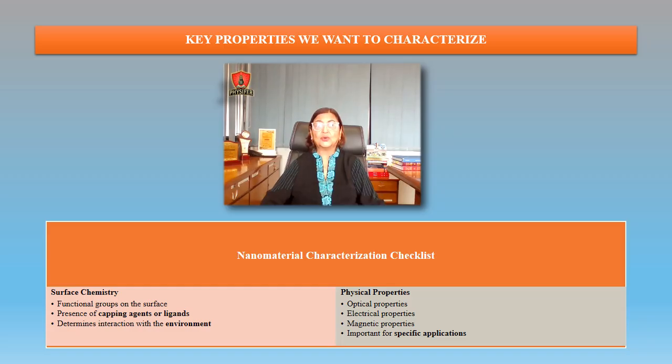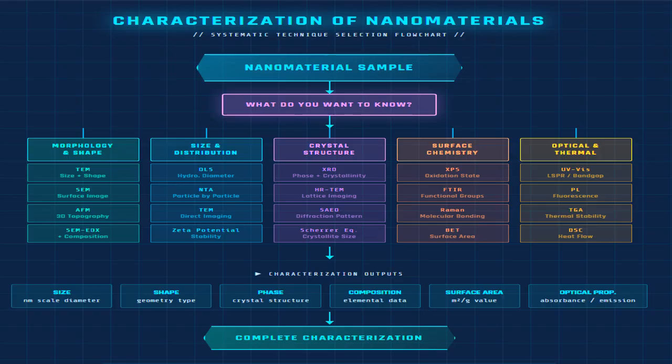Now, let's go through the main techniques which are used for characterization. The characterization of nanomaterials can be presented by this histogram. By going through this, you can outline the basic features of how the characterization of material takes place.